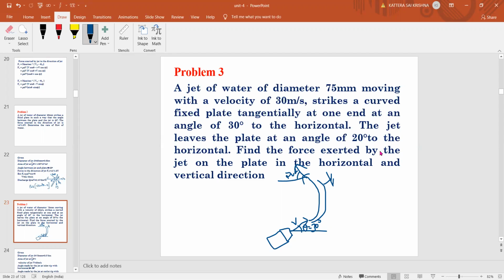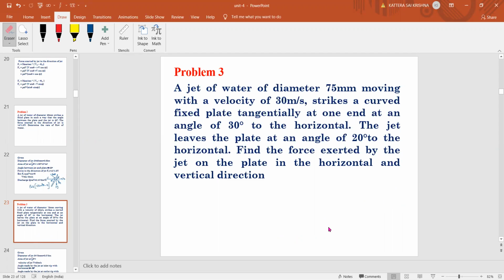So find the force exerted by the jet on the plate in the horizontal and vertical direction. So he's asking to find Fx as well as Fy. Okay, so in X direction, what is the force of the jet acting on the plate, and in Y direction, what is the force acting? Okay, just for understanding, I have drawn this. This is not that much clear. I'm erasing it. Please copy the question.